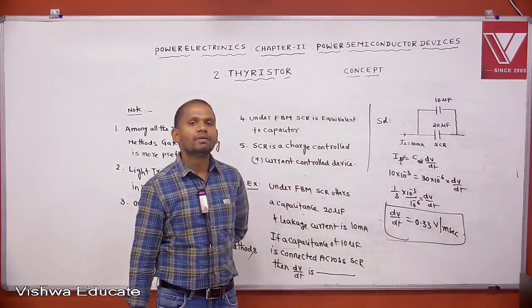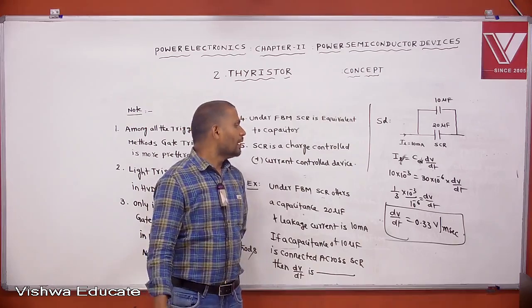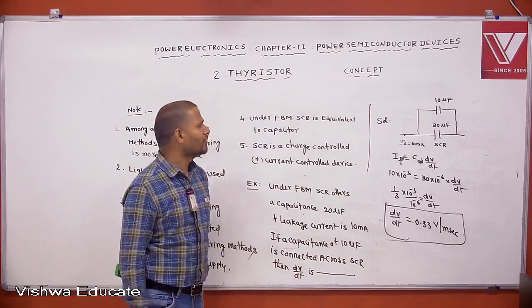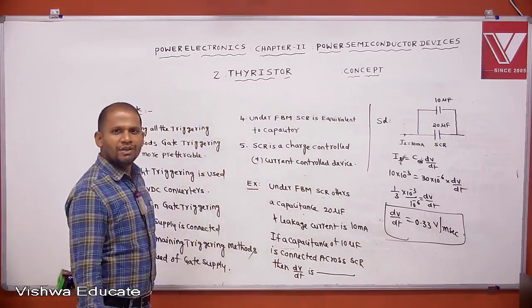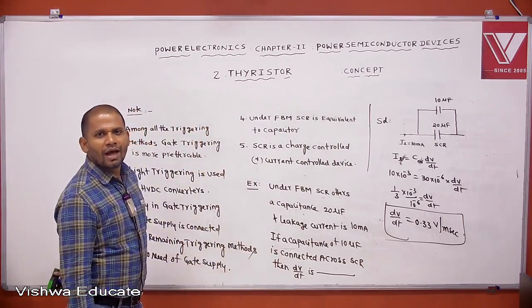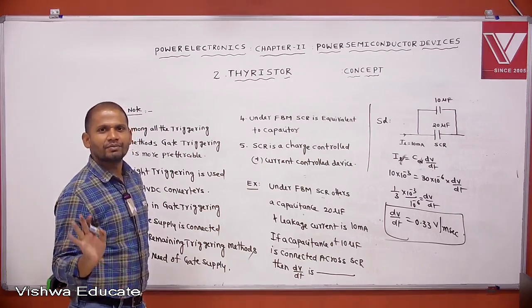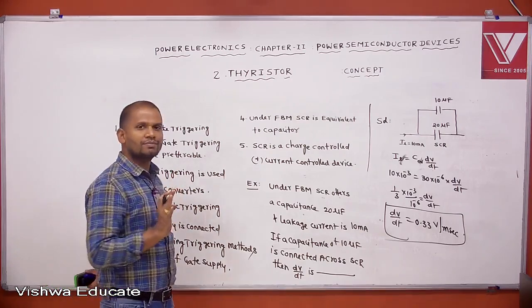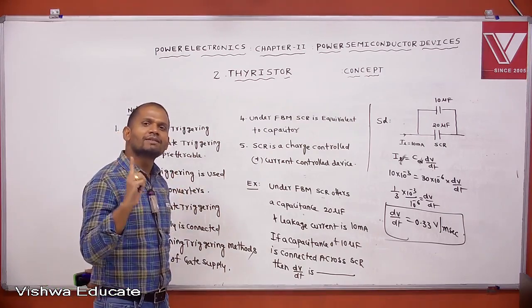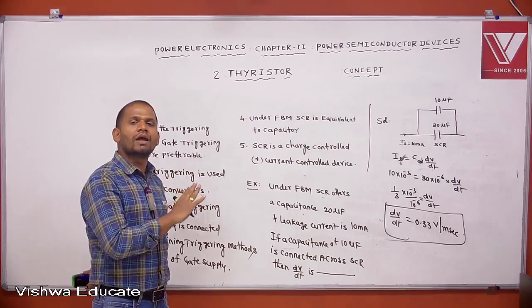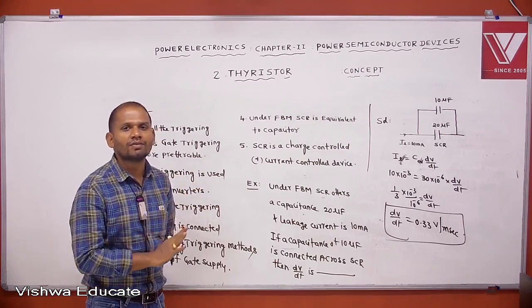0.33 volts per millisecond. Like this we can calculate. If the problem is framed, that's the small concept I am discussing. Okay. With this, turn-on method and two transistor analysis of SCR is completed. This is one concept in thyristor. To start, I gave characteristics and modes of operation. The second concept I explained is turn-on method and two transistor analysis of SCR.